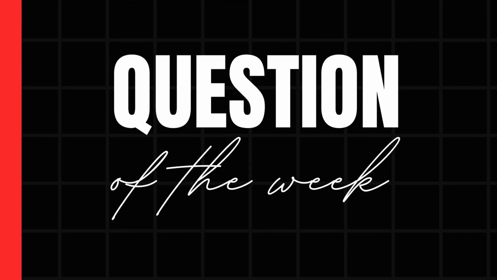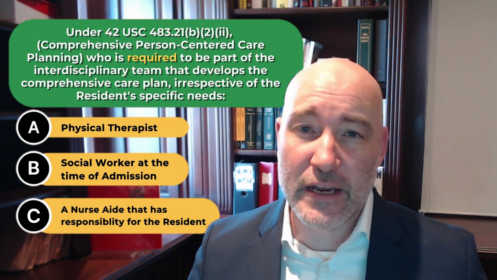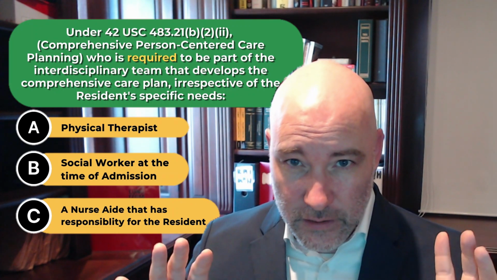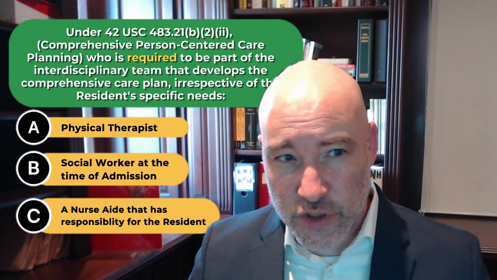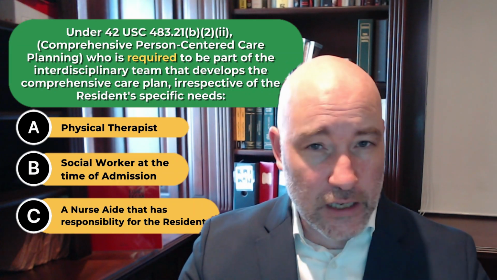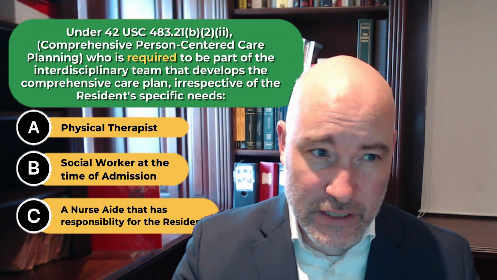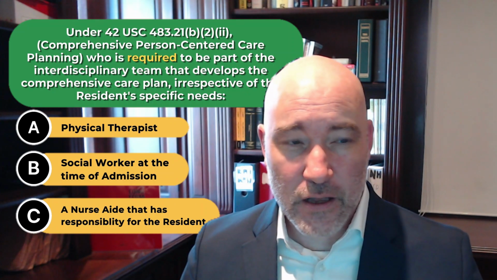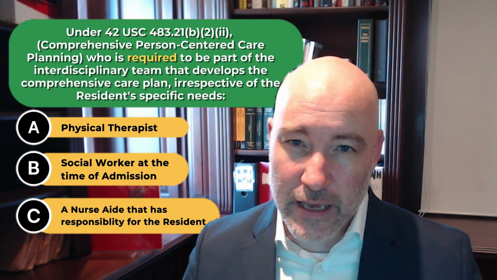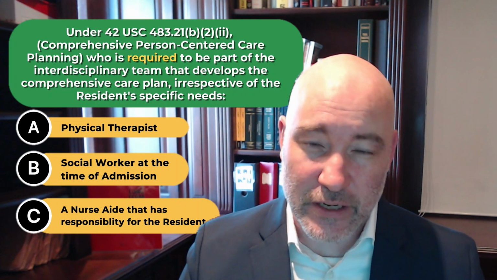All right, now it's time for the nursing home regulation question of the week. Under 42 USC 483.21(b)(2)(ii), and that's the comprehensive care plan portion of the regulations, who is required to be a part of the interdisciplinary team that develops the comprehensive care plan, irrespective of the resident's specific needs? In other words, what position is required to be on the interdisciplinary team for every resident? Is it A, the physical therapist, B, the social worker at the time of admission, or C, a nurse aide that has responsibility for the resident? Which one of those 3 is required to be on the interdisciplinary team according to the federal regs?